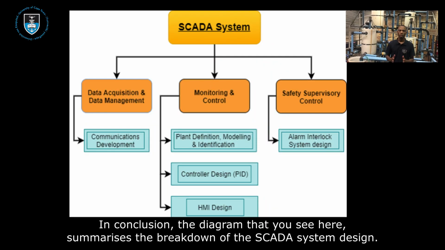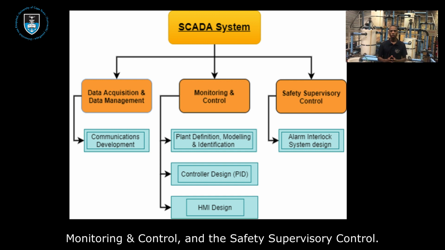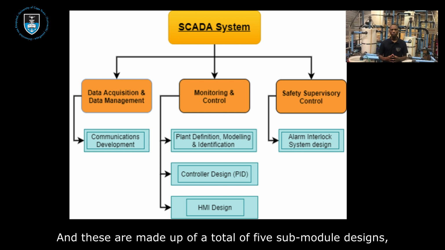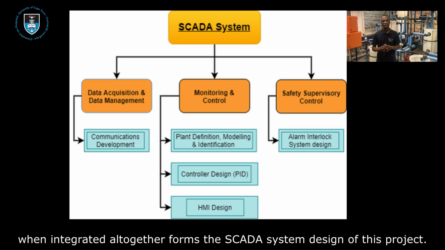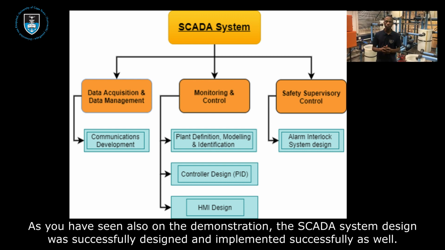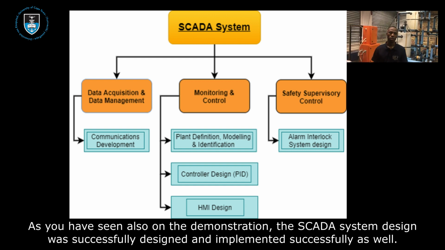In conclusion, the diagram that you see here summarizes the breakdown of the SCADA system design, which is made up of 3 subsystems, namely the data acquisition and data management, monitoring and control, and the safety supervisory control. And these are made up of a total of 5 sub-module designs. When integrated all together, they form the SCADA system design of this project. And as you have seen on the demonstration, the SCADA system was designed and implemented successfully as well.